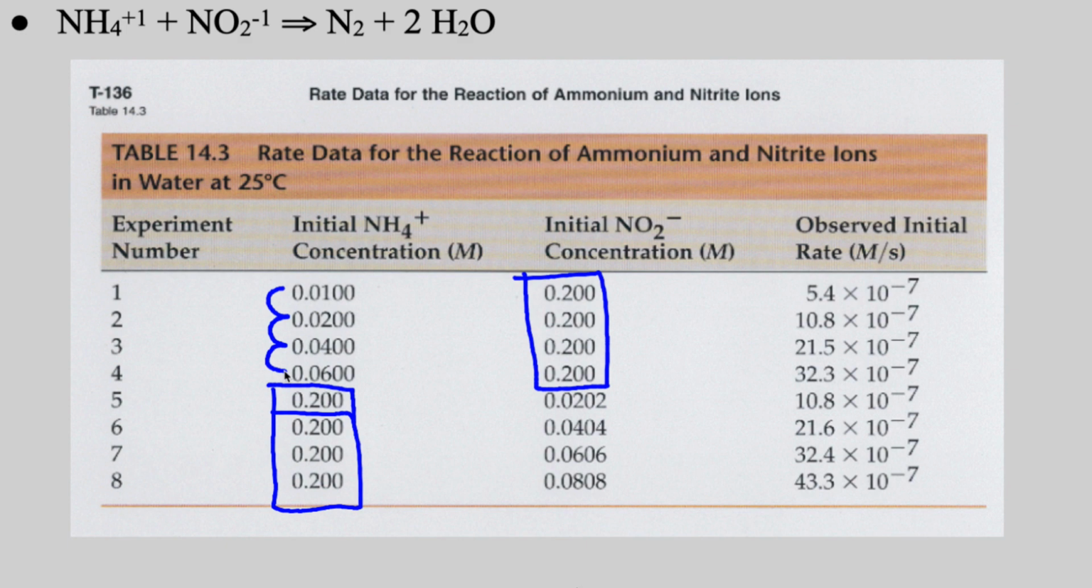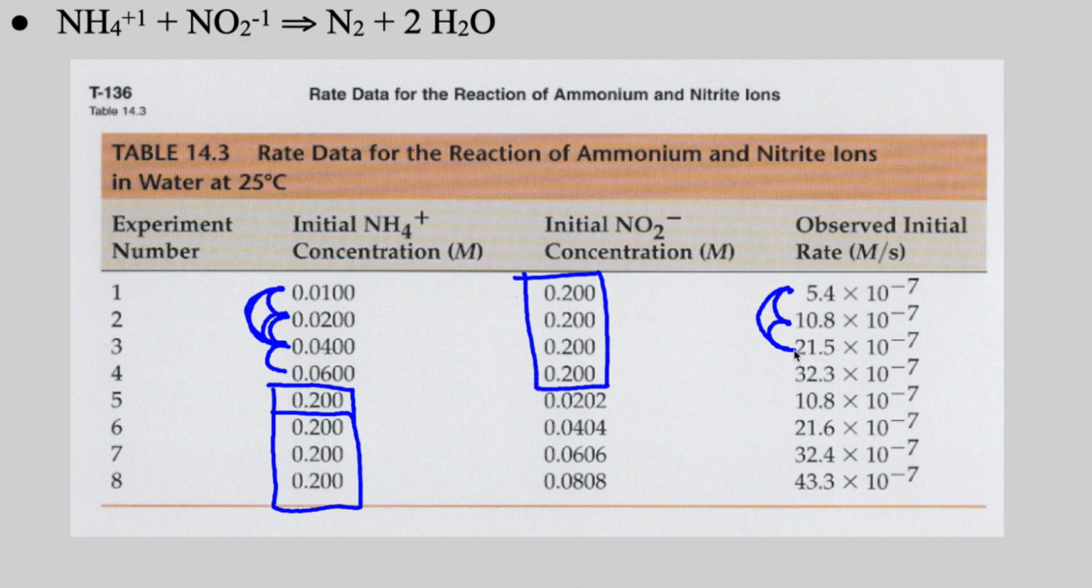Between 1 and 2, we have kept the concentration of nitrite constant. We've doubled the concentration. What happens to the rate? It doubles. Now, guys, between 2 and 3, we have doubled the concentration. What is happening to the rate? It is doubling. Between 1 and 3, what are we doing to the concentration? We're quadrupling it. And just by eyeballing it, what happens to the rate? Quadruples. Is that okay?